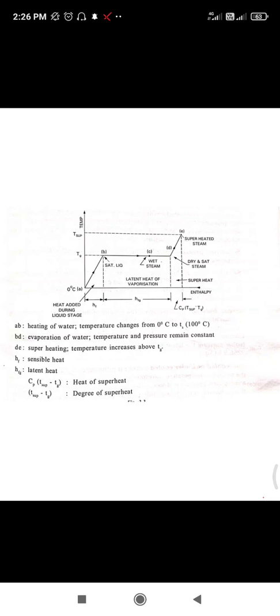Heating the steam to increase the temperature above the saturation temperature corresponding to the given pressure is called superheating. The increase of temperature of steam during superheating is called the degree of superheat.